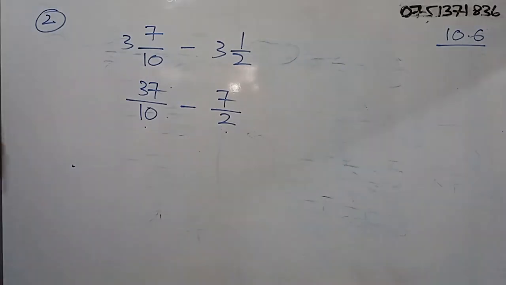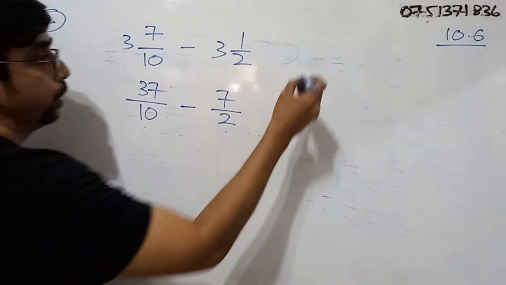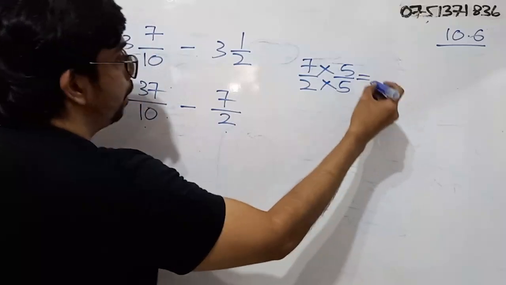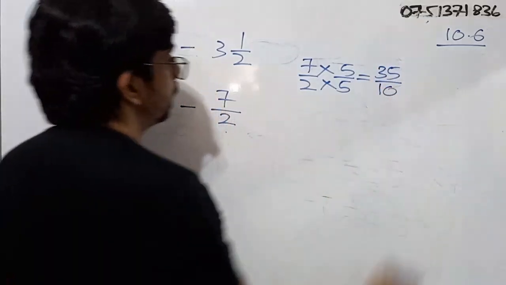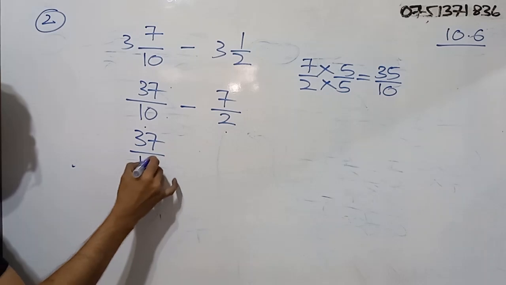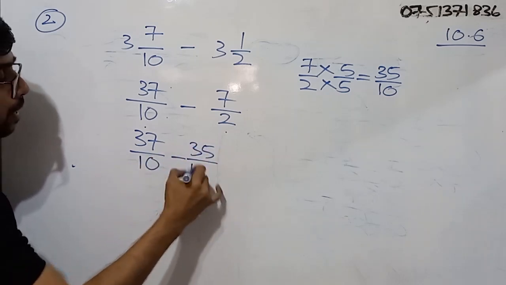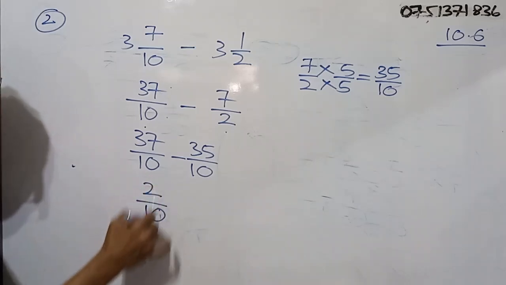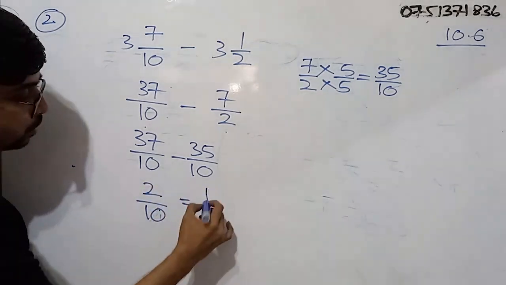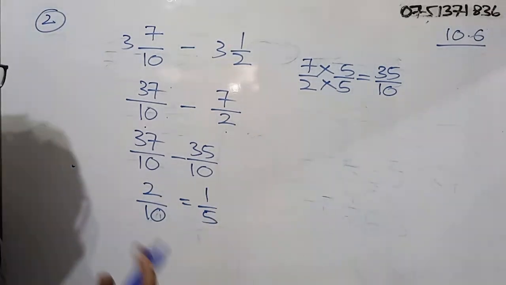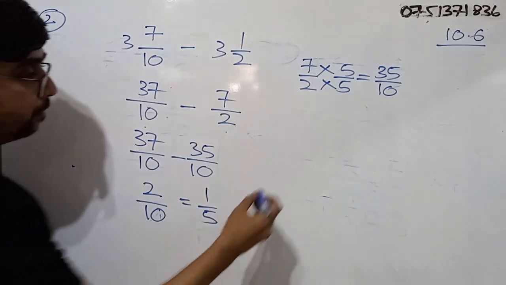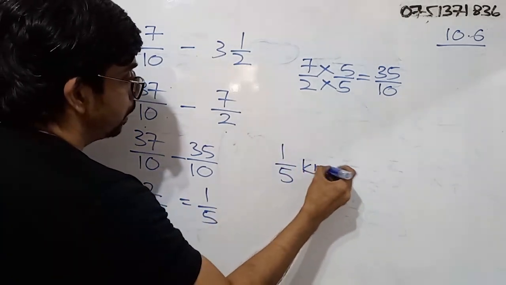Now we have two fractions where the denominators are different. So what's the least common denominator? 10. So 7 by 2, we will multiply both denominator and numerator by 5. So this becomes 35 by 10. So 37 by 10 minus 35 by 10. So what's the outcome of this? 2 by 10. So we can further simplify this. So 1 by 5. Then you have to write in words, the distance Sachi walked is 1 by 5 kilometers. You have to mention the unit as well.